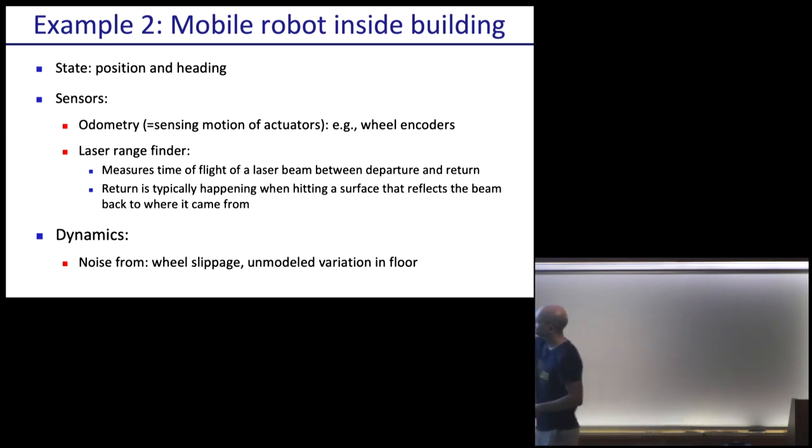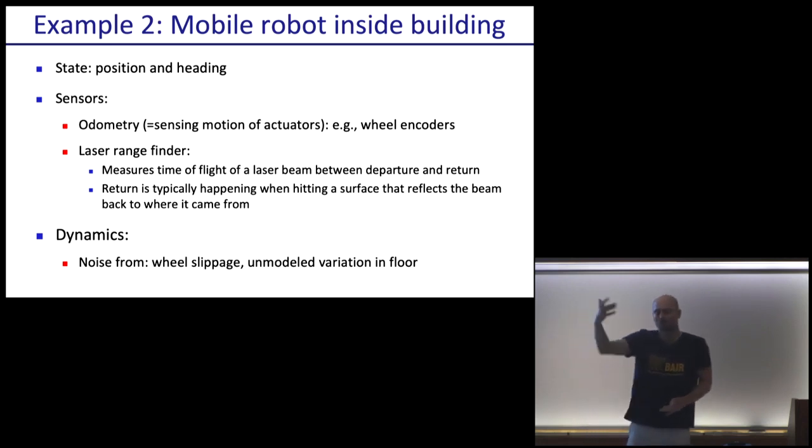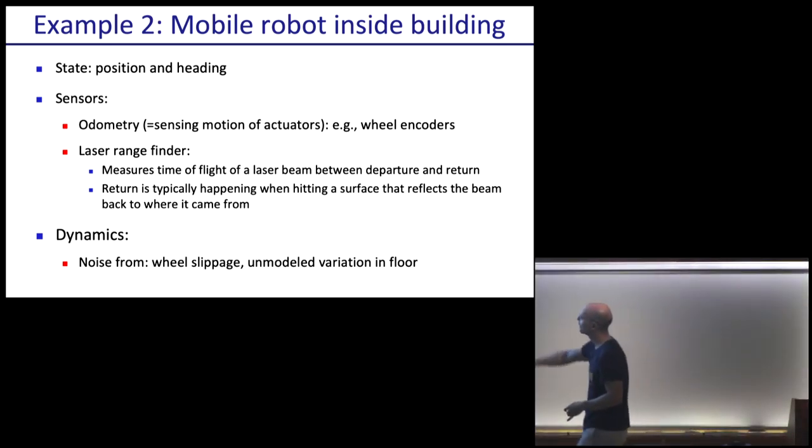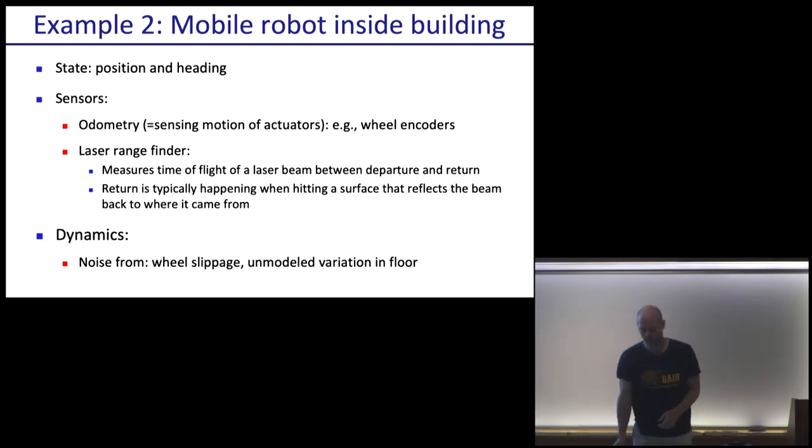Dynamics is noisy because of wheel slippage. You might say, my wheel turned this much, but what if it slipped? Then you don't know what your next state is going to be if you don't know how much it slipped. And there could be unmodeled variations in the floor that affect where you end up.